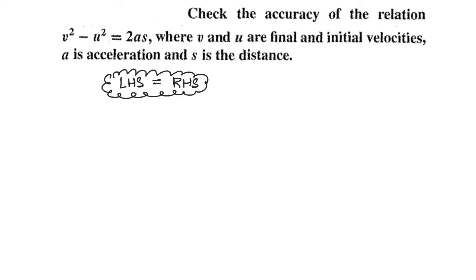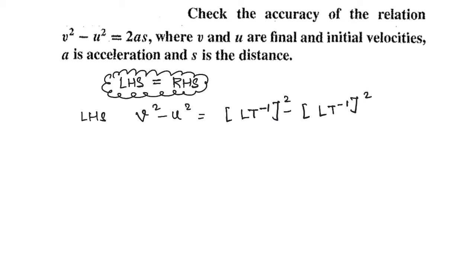Okay class? So if we go for LHS, what is LHS? V square minus U square. What is V, class? That is velocity, LT minus 1 whole square. What is U square? LT minus 1 whole square. So it will be L square T minus 2 minus L square T minus 2.